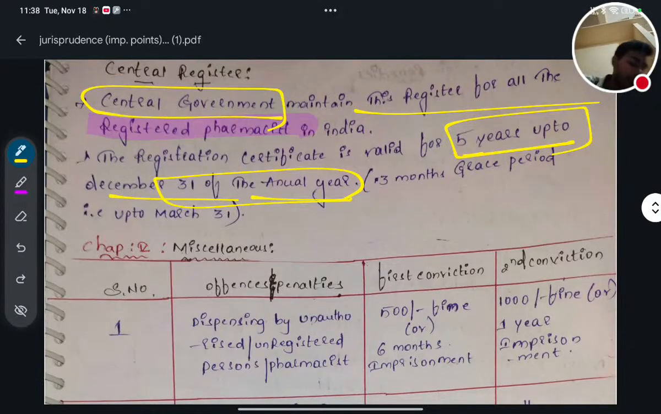That's why, what will happen? After the 31st December, a person should go to the Pharmacy Council of India or any state pharmacy council, and he has to renew his certificate, that is the license, and then again he can run his shop. There is a 3-month grace period up to 31st March. This is the grace period. After the renewal, the license will have a validity of 5 years.